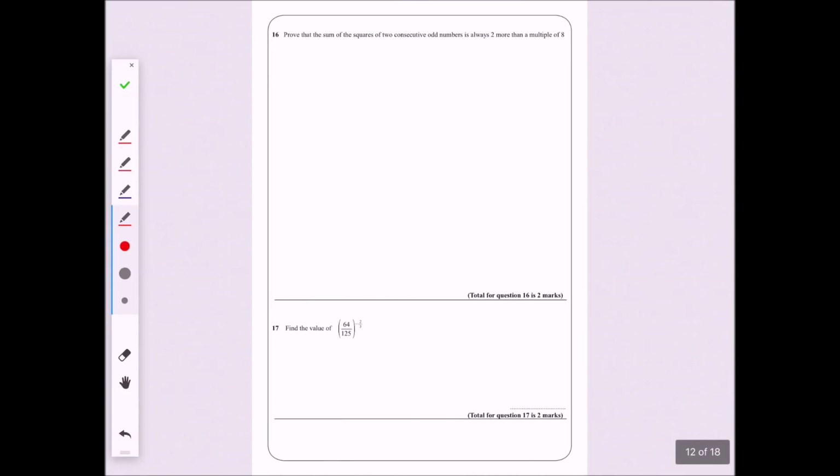Question 16. Prove that the sum of the squares of two consecutive odd numbers is always 2 more than a multiple of 8. Now, quite a mouthful there, but if you just follow it through, doing it bit by bit, it's quite easy. So, first of all, we need an odd number. An odd number is always 1 more than an even number. An even number would be 2 times anything, and if you add 1 to it, that will always be odd. And it says we've got to square it and add it to the next odd number after it. So, the next odd number after it would be 2n plus 3.